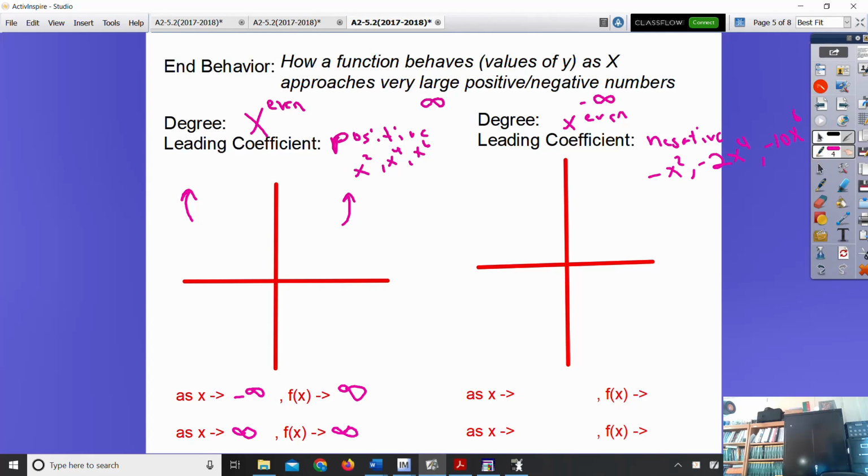If it's negative, what happens to the graph? You still like that word flip, don't you? Reflects. It reflects over the x-axis. So instead of starting high, start low. Instead of ending high, end low.